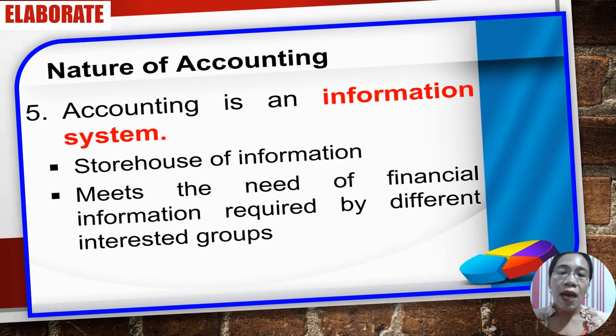Number five, accounting is an information system. Accounting is recognized and characterized as a storehouse of information. As a service function, it collects, processes, and communicates financial information of any entity. This discipline of knowledge has evolved to meet the need for financial information as required by various interested groups. Accounting helps the users of these financial reports to see the true picture of the business in financial terms. In order for a business to survive, it is important that a business owner or manager be well informed. So that is it.